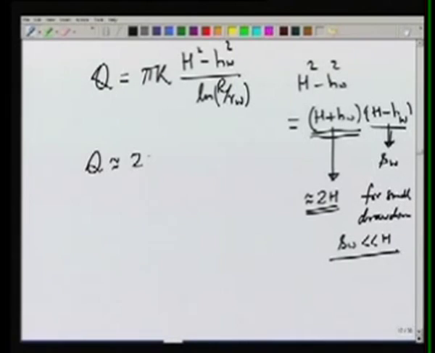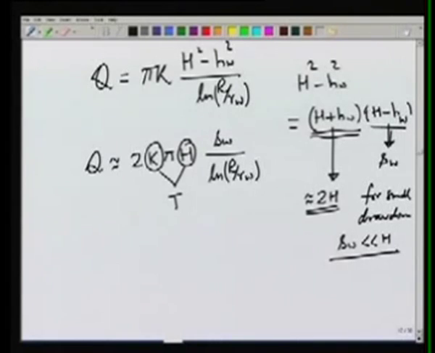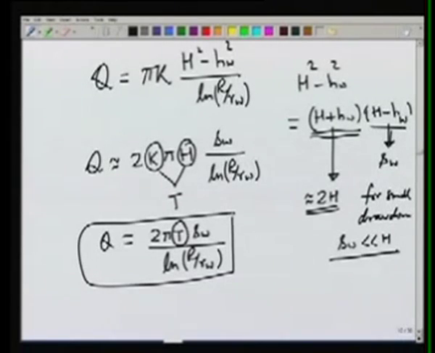as 2k pi H, and H minus HW is SW. K into H is the transmissivity of the aquifer. As we have seen, K into the thickness is the transmissivity, so we can write this as 2 pi T SW. So this gives us an equation which can be used to estimate the transmissivity of the aquifer.